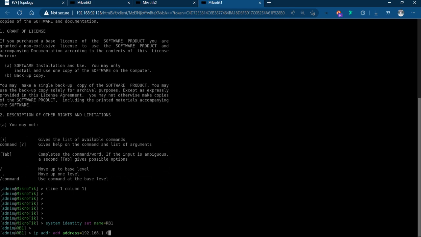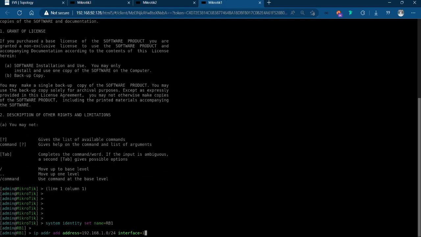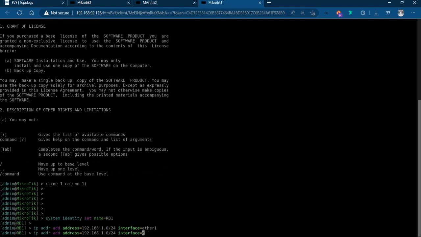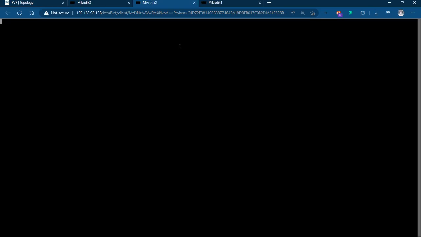The address is 1.0/24, and the interface is ether number one. We're also going to prepare the gateway using ether number two. This is for the static routing, it's very easy. Now, for router two, system identity, set the name to router number two.